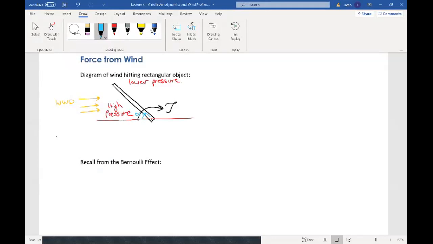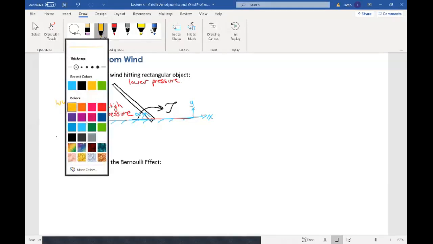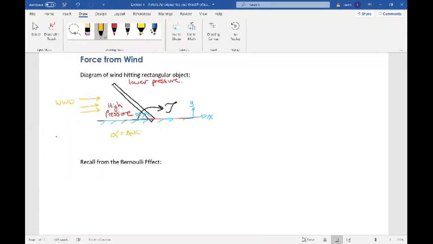If this is the horizontal, I can make an axis X and Y to the horizontal. And I can define alpha. Alpha is the angle between this rectangular object and the vector of the wind that is hitting it. And alpha is defined as the angle of attack. And that's an important parameter in wind turbine design.